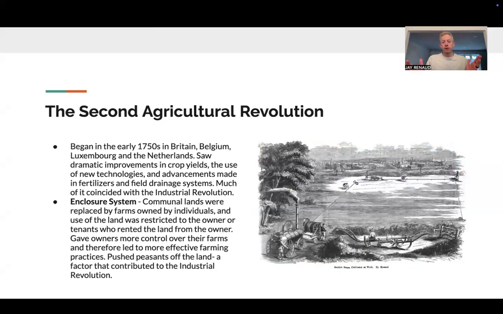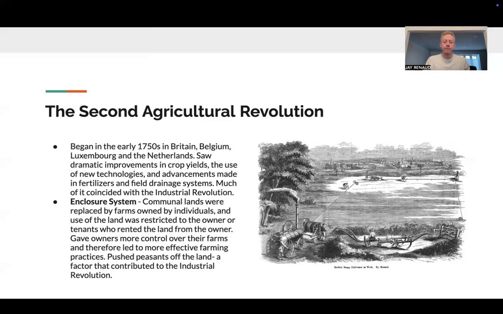Second agricultural revolution. I don't know where my essential knowledge went, but second agricultural revolution is the fourth topic in Unit 5. This all started around the mid 1700s in Great Britain. It coincides with the Industrial Revolution. It coincides with a medical revolution. It coincides with stage two of the demographic transition model. This is when Thomas Malthus is making his statement that population was going way up in comparison to food supply.